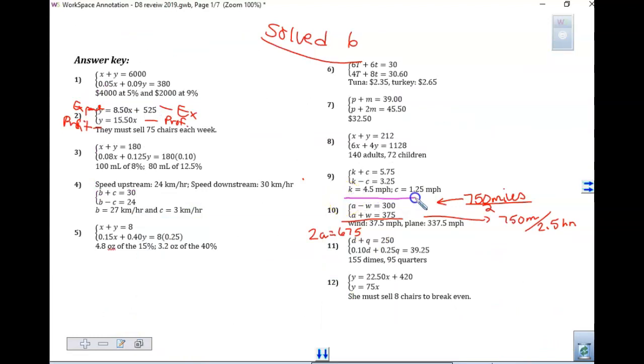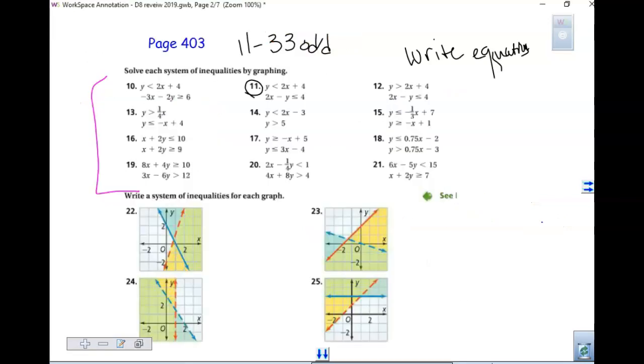And what I'm referring to there is kind of like when you look at these and you answered the question and you told me, oh, they were going 4.5 and, oh, they spent this much, so that 235 from this, that we were talking about 75 chairs, that we were talking about $2,000 at 9% and $4,000 at 5%. So when you answer the questions, make sure you take a look at that part, okay?